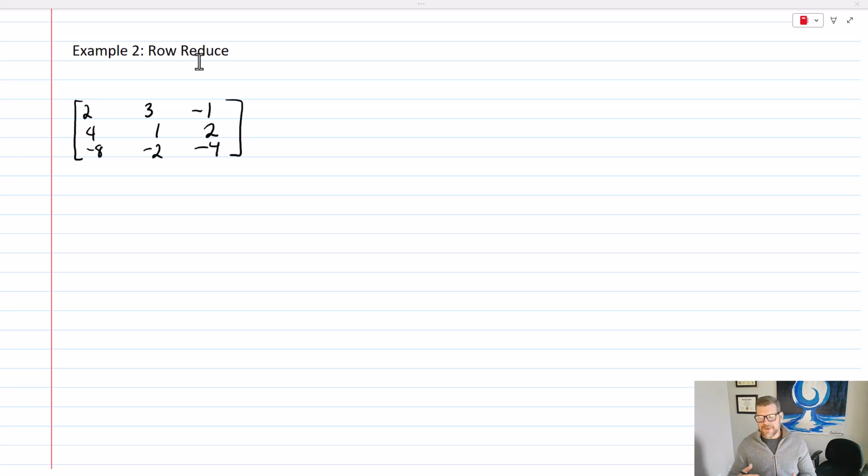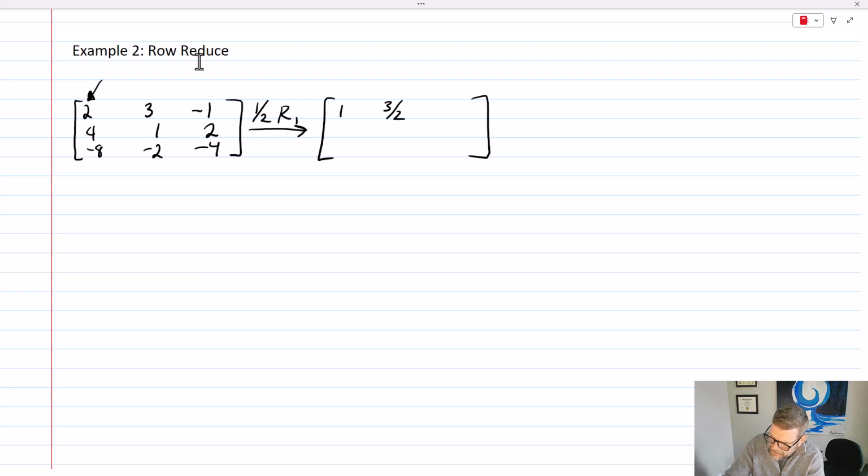Let's take a look at another example now. So we have this matrix. It's 2, 3, negative 1, 4, 1, 2, negative 8, negative 2, negative 4. And so what we're going to do is row reduce this matrix. So the first thing we want to do is create a leading 1 in the furthest leftmost element inside of the matrix. In this case, we don't have any ways to permute. So what we're going to do is multiply. We're going to take 1/2 times row 1 to make a 1 in that first slot.